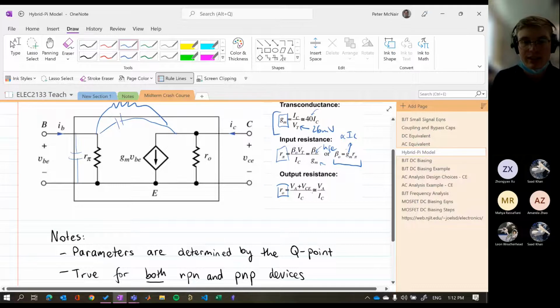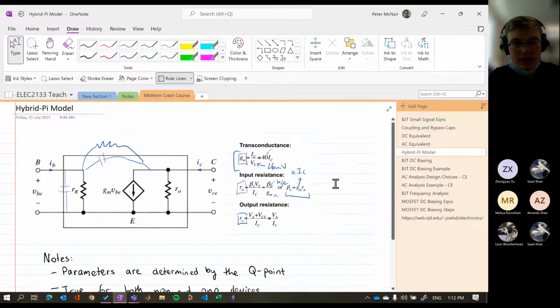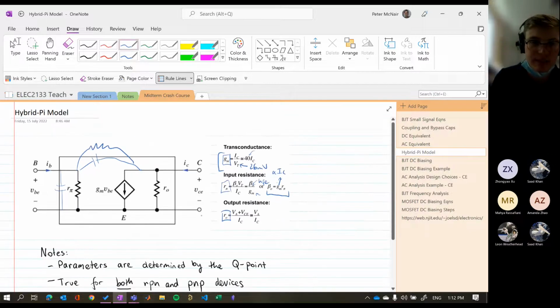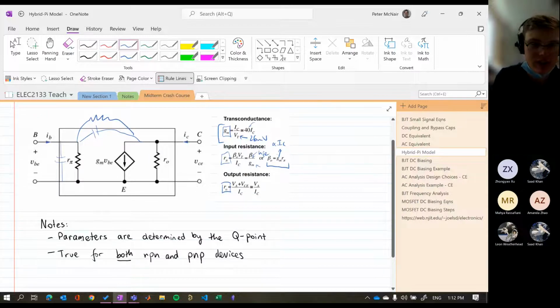It's VA plus VCE on IC, approximately VA on IC. But when we start looking at some of our graphs, we'll notice the effects that this extra term has. Some notes: these parameters are determined by the quiescent point or the Q point. Essentially, that's our operating point, and it's going to change the values of these based on our IC values, etc.